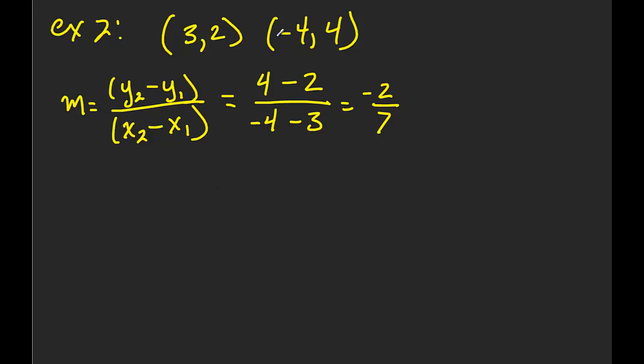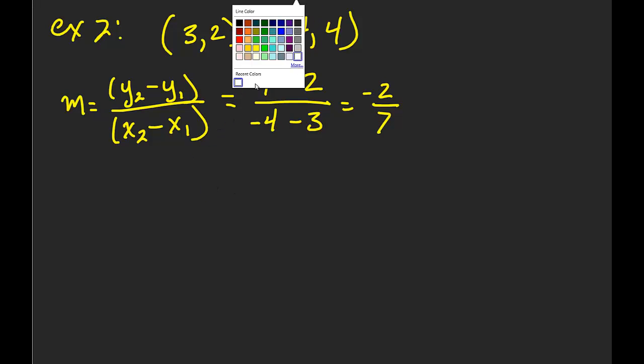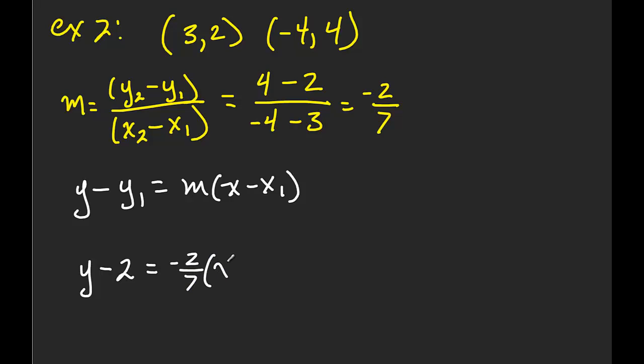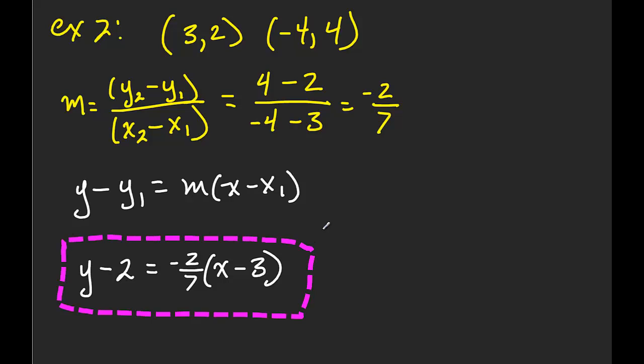Now to fill in the equation, which is once again y minus y1 equals m times x minus x1, we just fill in y1, x1, and m. It doesn't matter which coordinate you use because it's the same line, as long as you use the correct slope. So we're going to fill it in. Y minus, I'll use the first one, 2 equals -2/7 times x minus 3. And there again is our answer. We do not have to simplify.